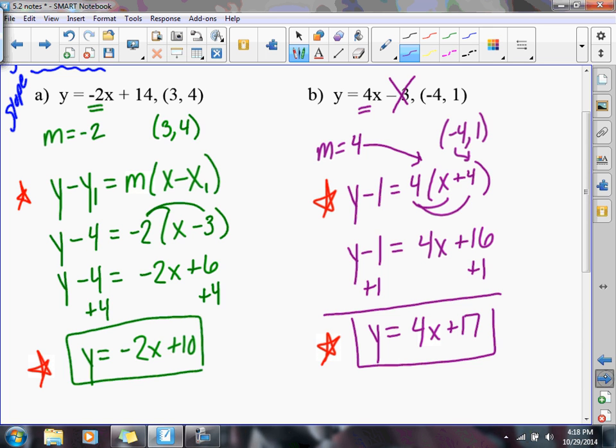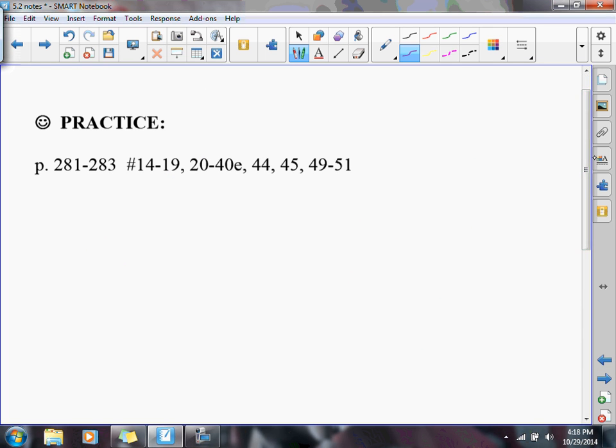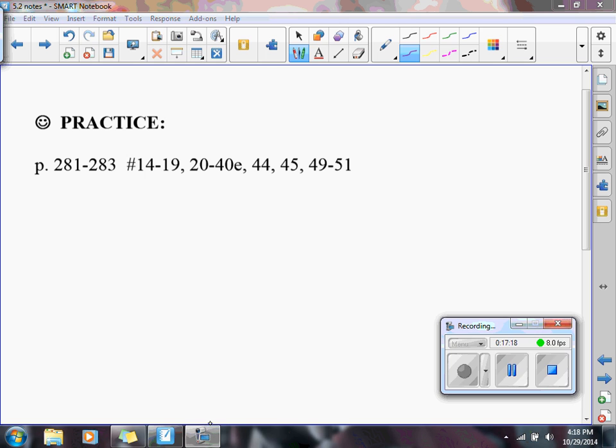So there's a lot of little steps in these types of problems. You definitely want to practice this homework. Write down the equation for slope-intercept form, write down the equation for point-slope form, label your ordered pairs, and practice these problems. If you have any questions, come on in and see me before school.